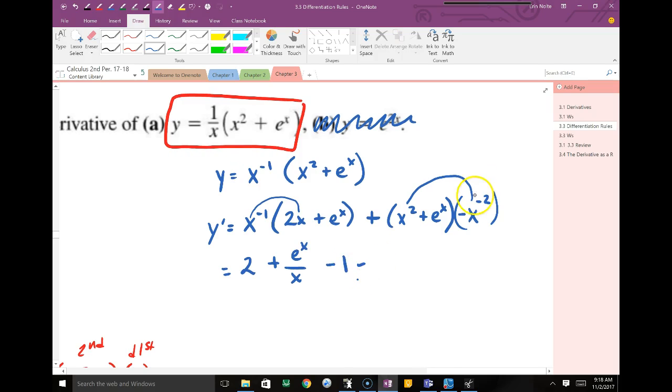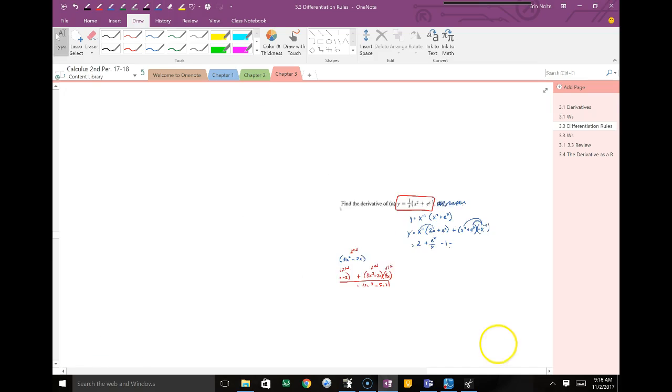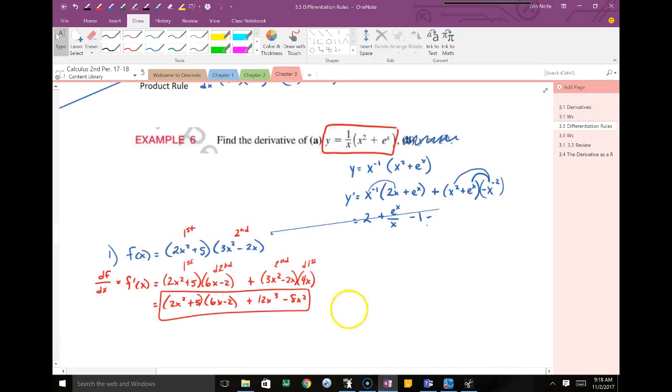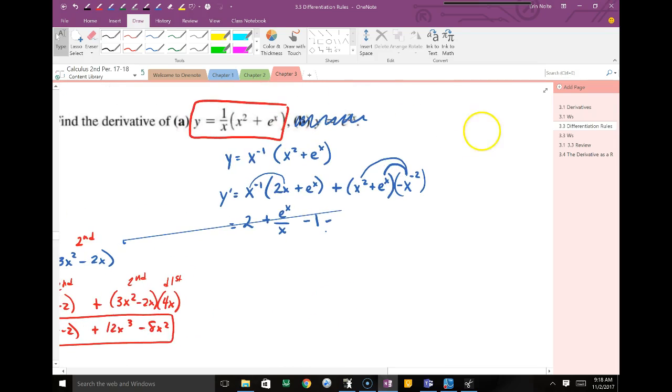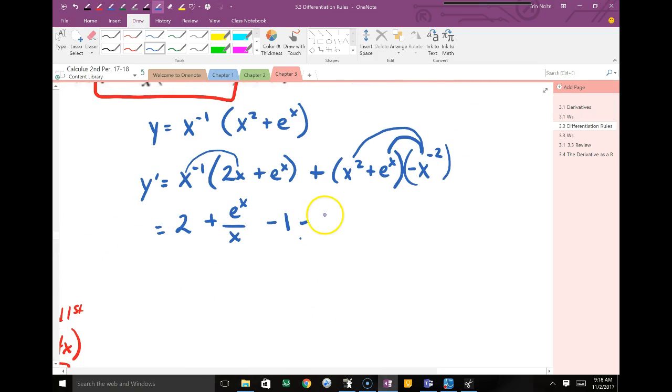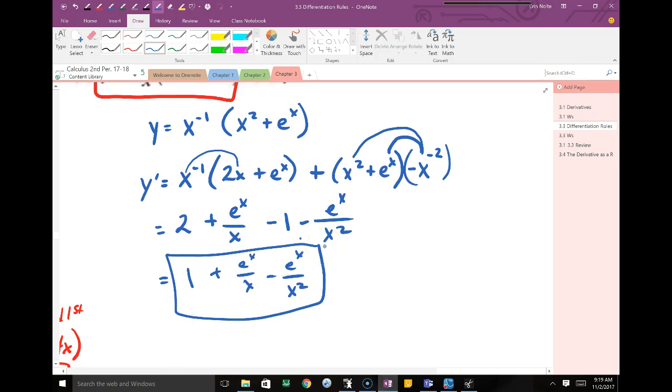Okay, and then what is e to the x times negative x to the negative 2? E to the x over x squared. Okay, we can combine the 2 and the 1. So this would actually be 1 plus e to the x over x minus e to the x over x squared. And that's as far as you would go.